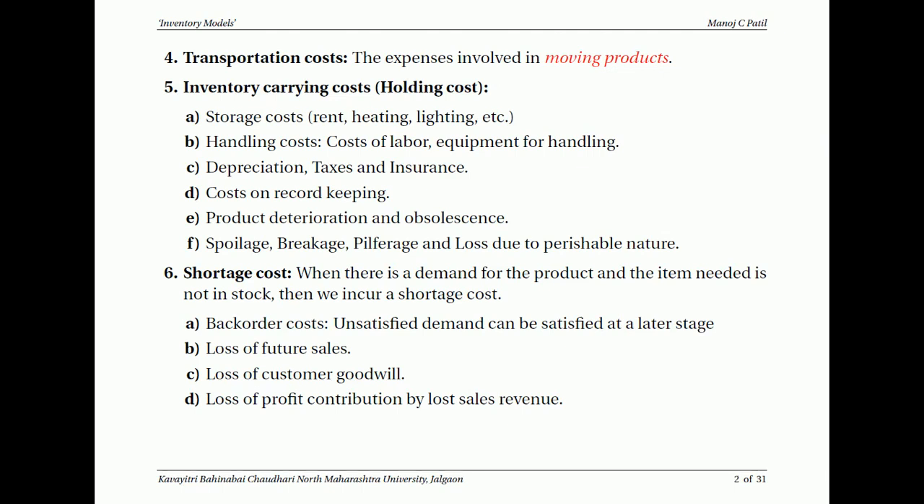Shortage cost is many times called penalty cost. Suppose I have a contract with some organization and I fail to supply the inventory when the company requires it. At that time, as there is a contract, I have to pay some penalty. That is the shortage cost. If there is some unsatisfied demand, it can be satisfied at a later stage, but there must be some penalty, and such types of orders are called back order cost.